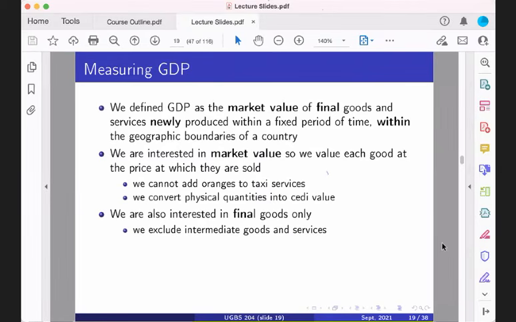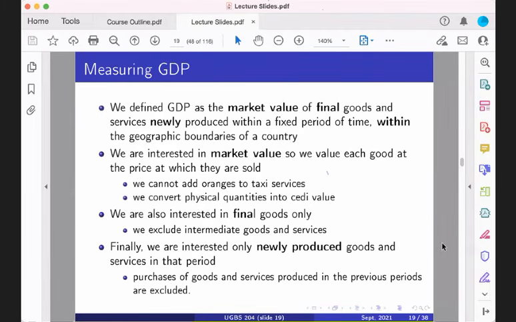Again, we are also interested in only final goods. We exclude intermediate goods to avoid the problem of what? Of double counting. And finally, we are interested in only newly produced goods and services in that period. Purchases of goods and services produced in the previous period are excluded.